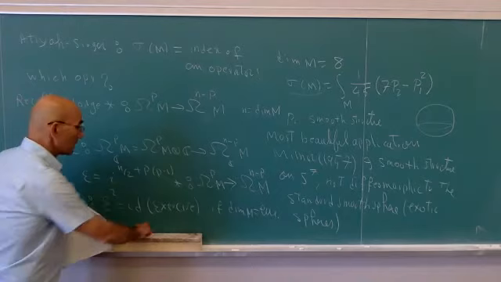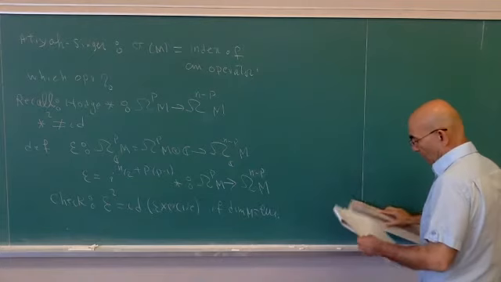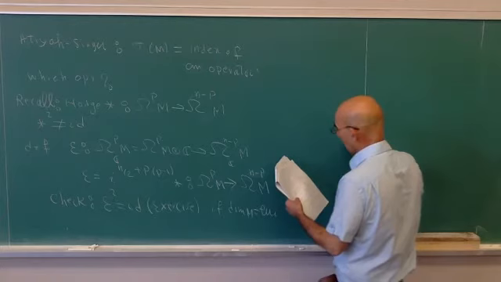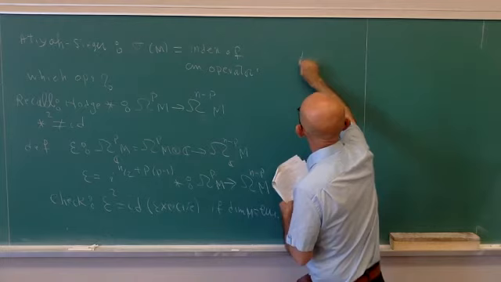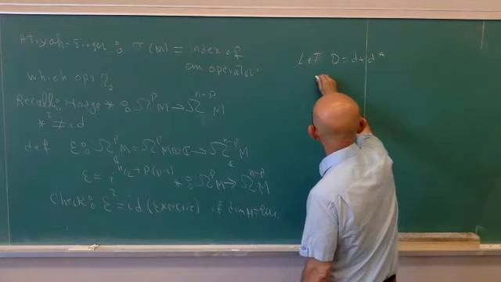Okay, so then you can check that, of course, now you can also check that indeed, let D equal D plus D star. Again, it's like D plus D star. But you just check that this anti-commutes with this one.